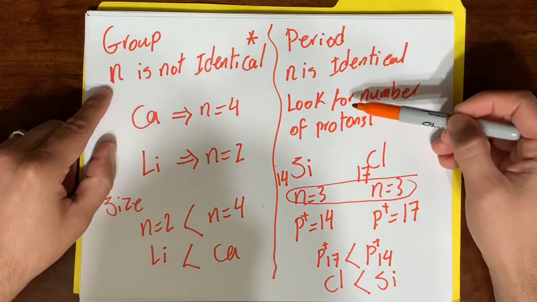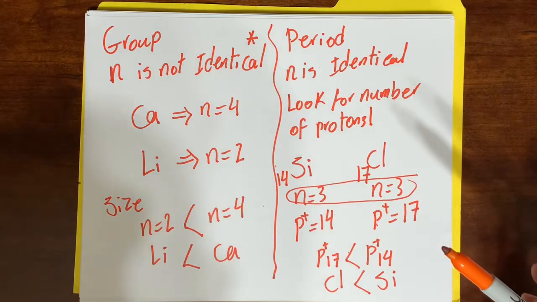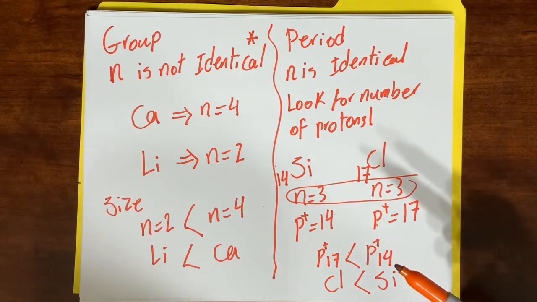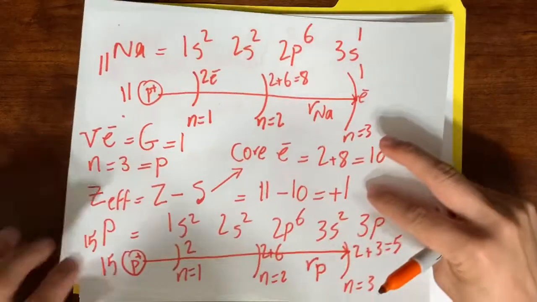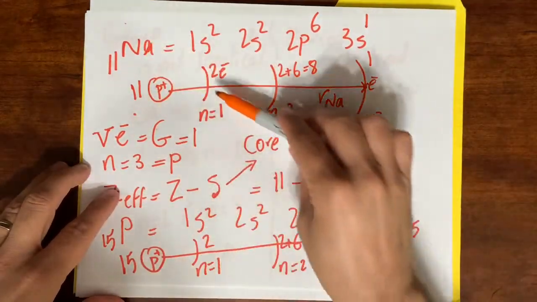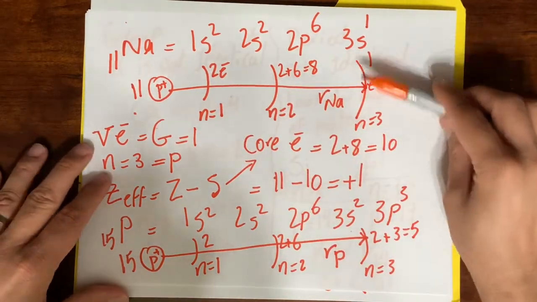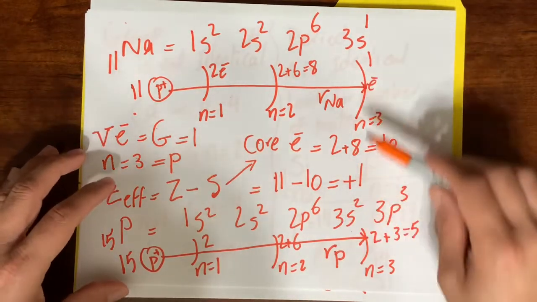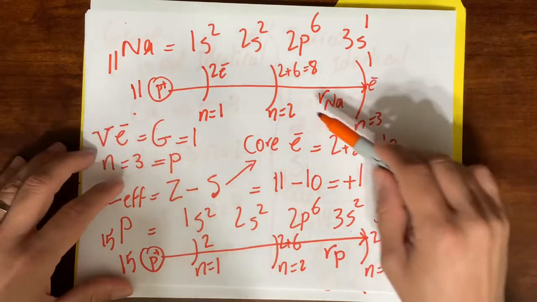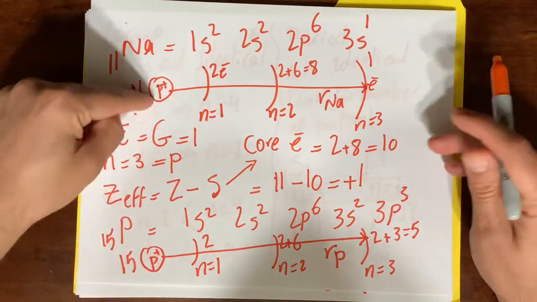When you're talking about one period, N is identical. When you move from left to right side of the periodic table, you are not changing the shielding electrons. From sodium to phosphorus, I did not change shielding electrons or core electrons. They are the same. And outer electrons are not going to affect the shielding effect. Outer electrons do have a shielding effect, but it's really small. So if you want to judge, you go with protons.